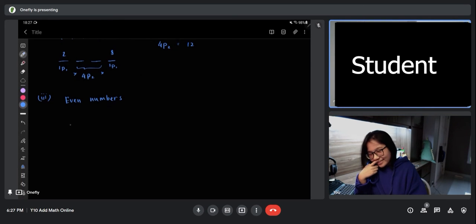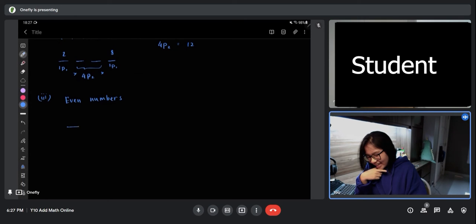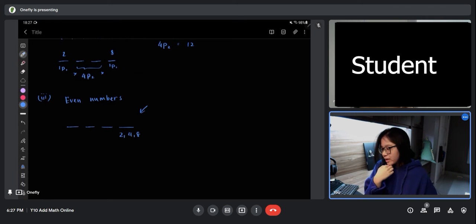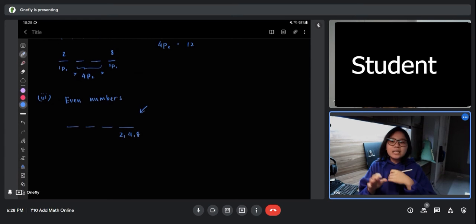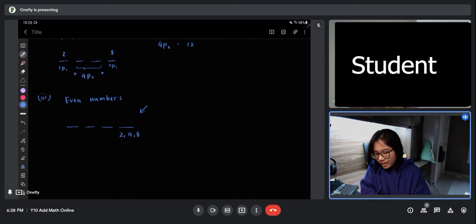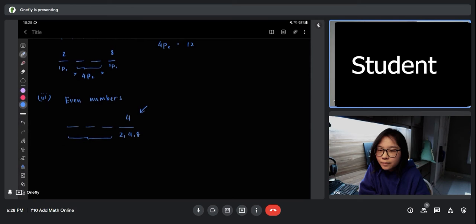Okay, with the 4 spaces. Let's see, we have 4 slots. Here we want the last number to be even, so we are left with 3 options. So I think this is what you have gotten so far, right? Okay. Then let's just say I take the number 4. Then the rest, how many am I left with? 2.